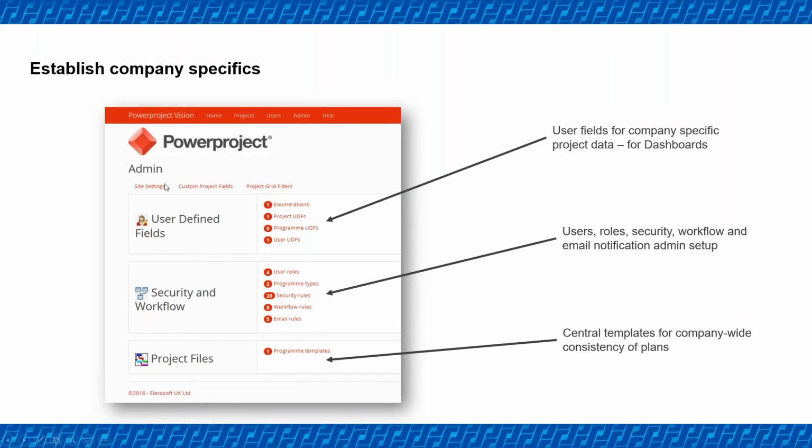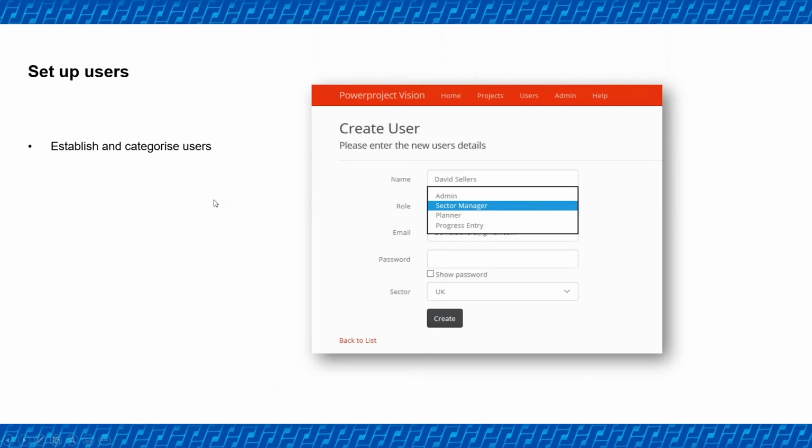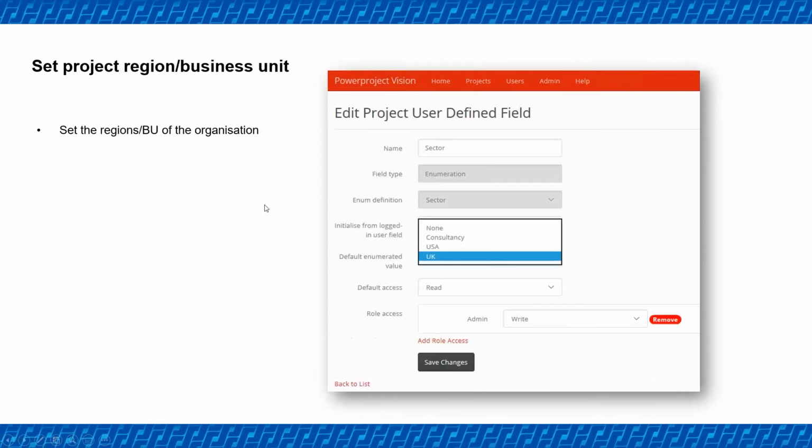So it's fully configurable. The system you'll see today is just a very simple version of it. When you purchase it and it's implemented, there's a number of service days, and we talk to you about your workflow and how you work within your business with your projects. So again, you can create different roles here. We've got admin, sector manager, planner, progress entry users. They can be configured inside here.